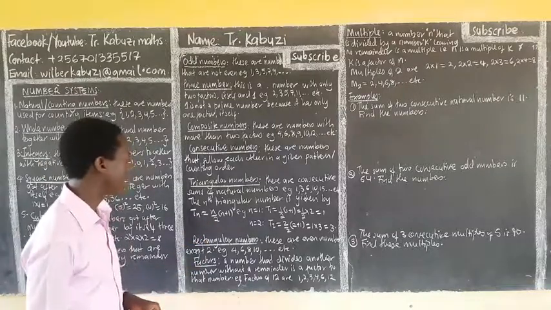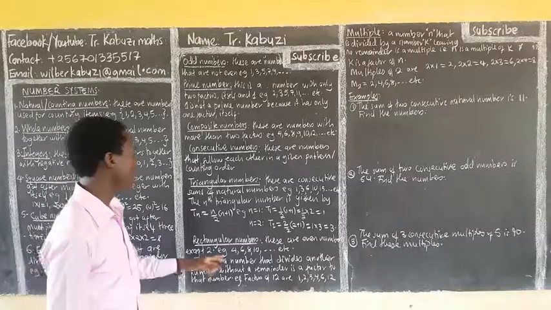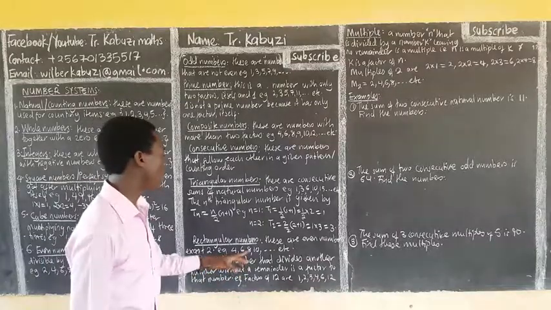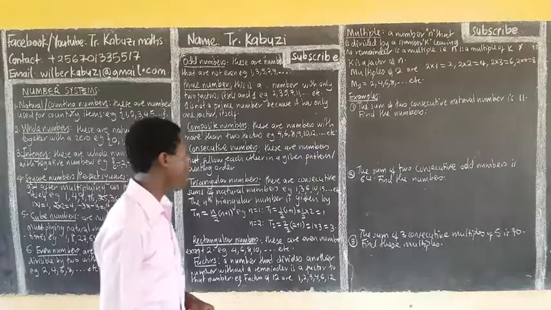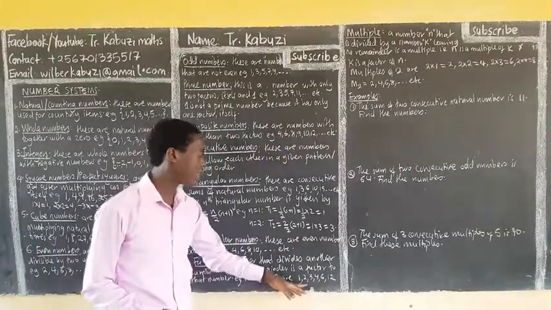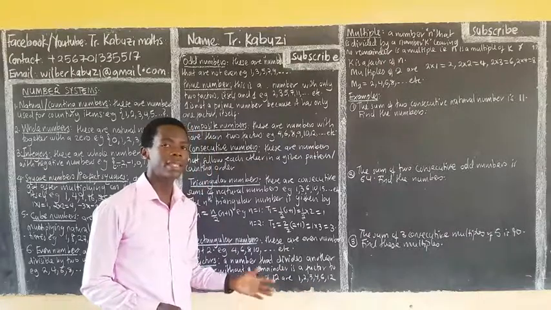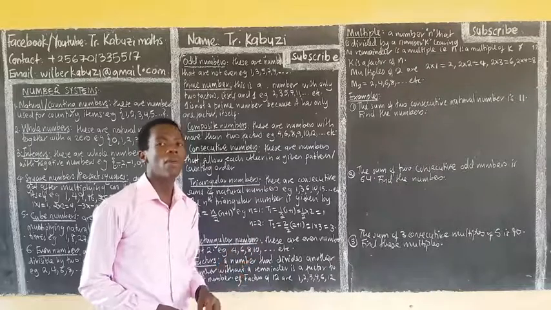Rectangular numbers. These are even numbers except 2, e.g. 4, 6, 8, 10, etc. Then, what is a factor? Let us see the factors of 12. These are all the numbers that divide 12 without leaving any remainder. So those numbers that divide the number without leaving any remainder are called factors.